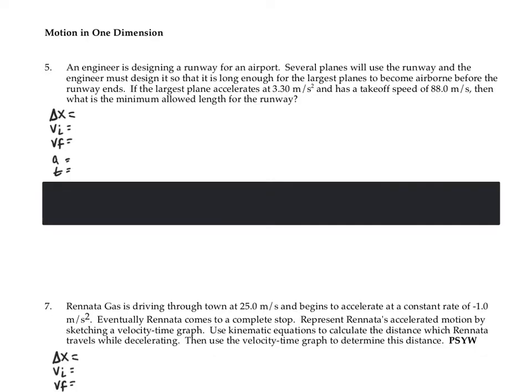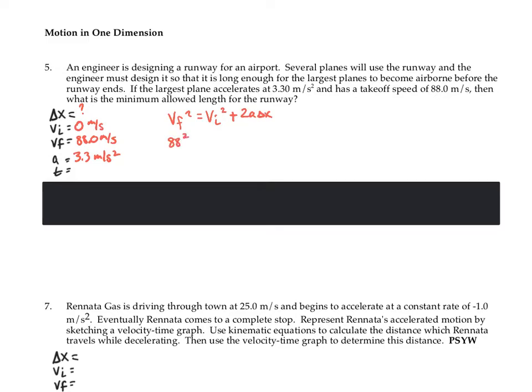If the largest plane accelerates at 3.3 meters per second squared and has a takeoff speed of 88 meters per second, so if it's taking off at that speed, that would be the final velocity at the end of the runway. That means the initial would be 0. Then what is the minimum allowed length for the runway? So what's that question asking for? Is it a displacement or a time? That is definitely a displacement. So looking at those variables, I don't know time.